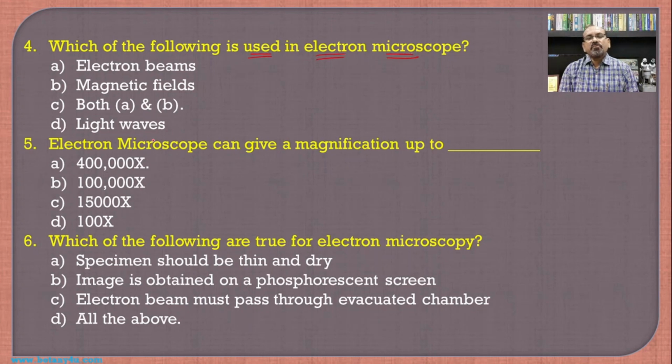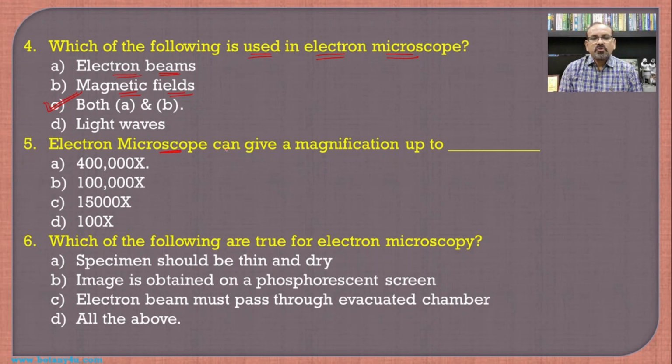If we see the complete assembly of the electron microscope, there is a utilization of the electron beam, and along with it there is a utilization of the magnetic fields, so that there is a formation of the clear image of the object, and hence both A and B become the answer for this question.